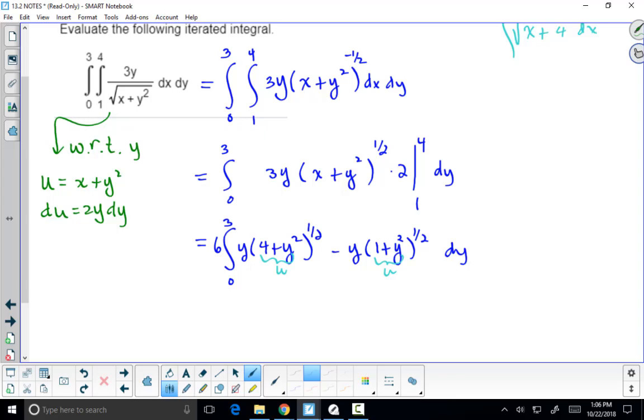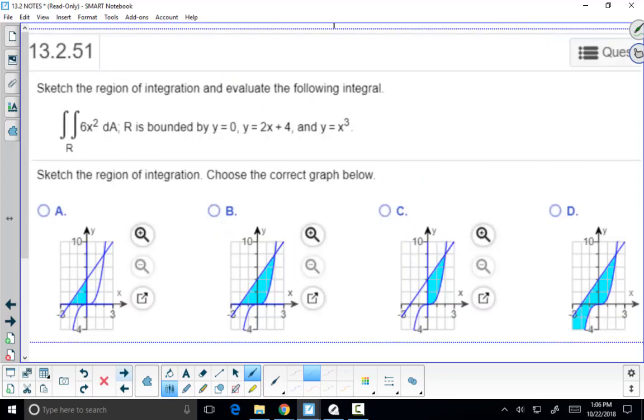All right, so let's jump over to the 13.2 stuff. The first one here: sketch the region of the integration and evaluate the following integral. I'm not sure exactly what the question was here. Oh, finding intersection points.